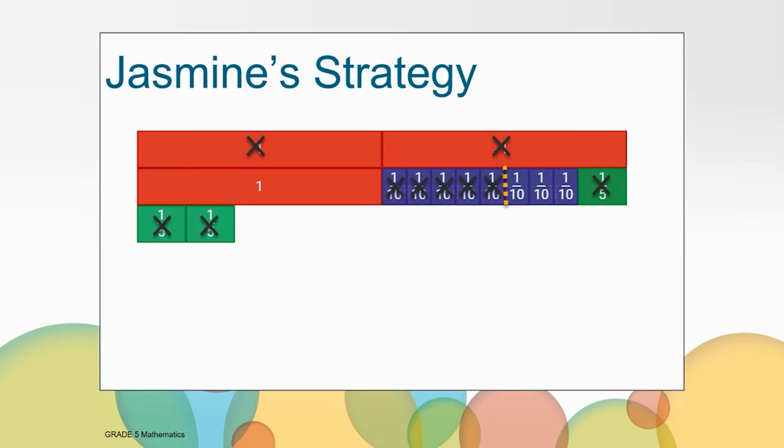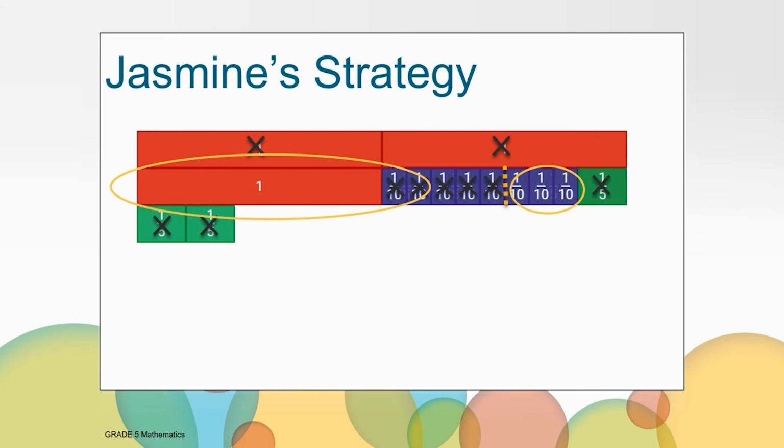Jasmine then counted what tiles she had left in order to represent the amount of fudge that's caramel. There's 1 whole fraction tile and 3/10 left. So 1 3/10 pounds of fudge is caramel. Did you get this answer? 1 3/10 is closest to 1 5/10, or 1 1/2, which also matches our estimate.